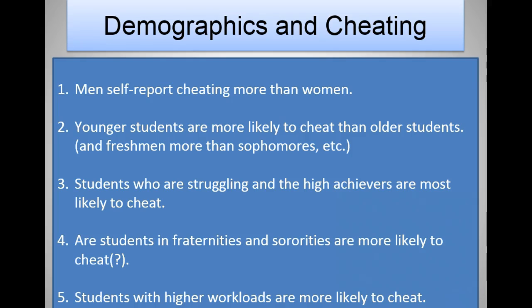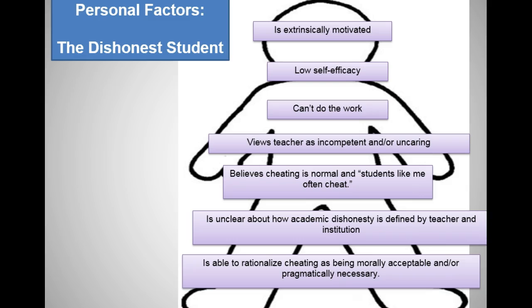Some cases, here at Front Range we don't have fraternities, but I saw some evidence or some statistics that suggested students who are in fraternities or sororities might be more likely to cheat than those who aren't. Students with higher workloads are more likely to cheat than students who have plenty of time. Maybe not a surprise there.